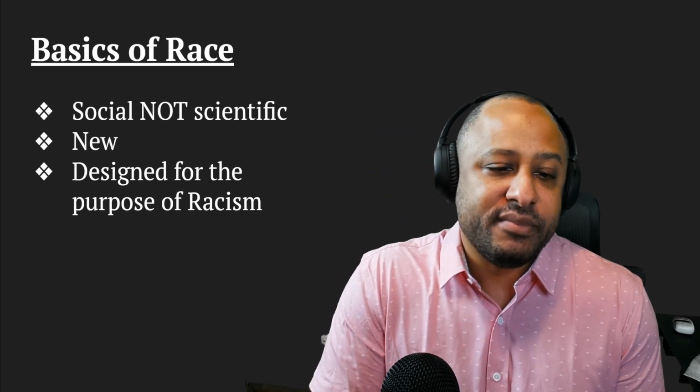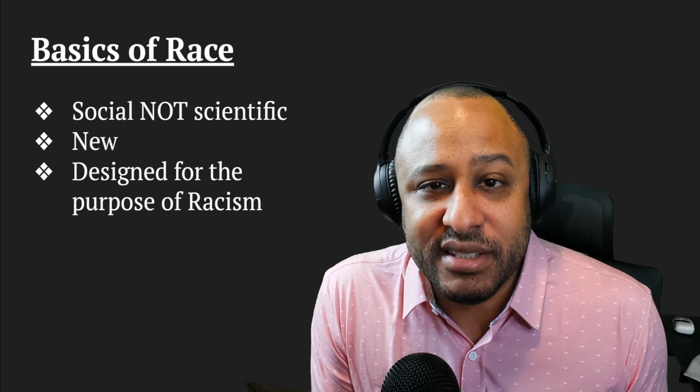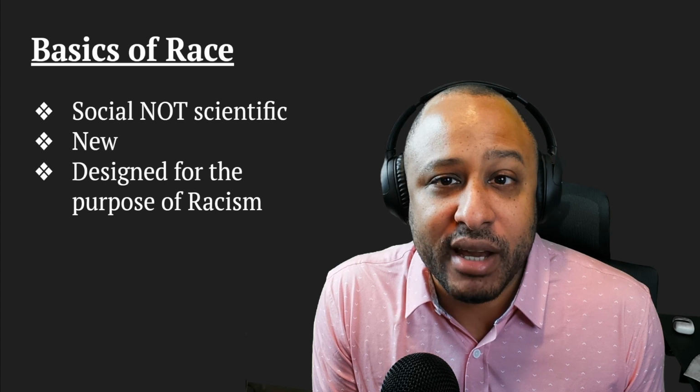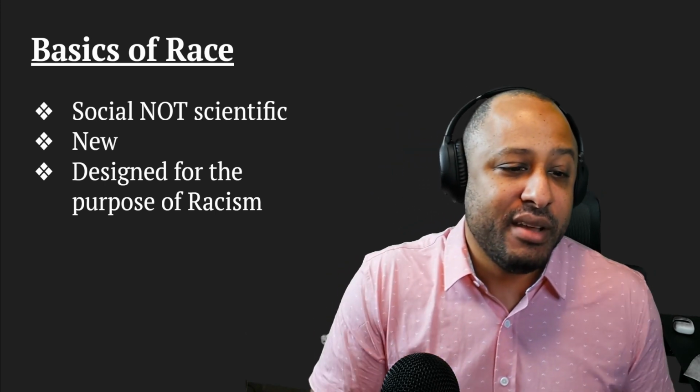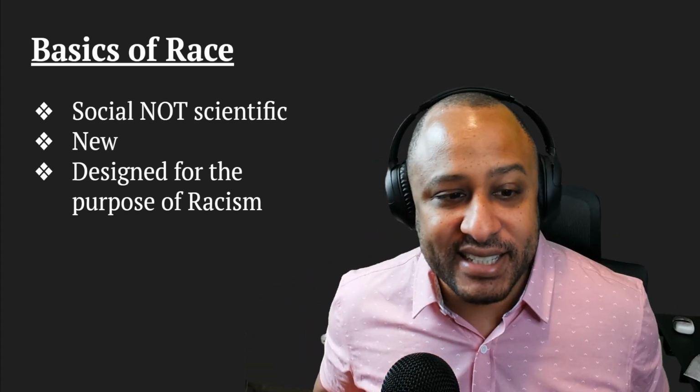Here's why. The basics of race is why this is confusing, and why your understanding of what people may or may not have looked like is likely just all over the place and probably off. Basics of race here. 1, race is social, not scientific.